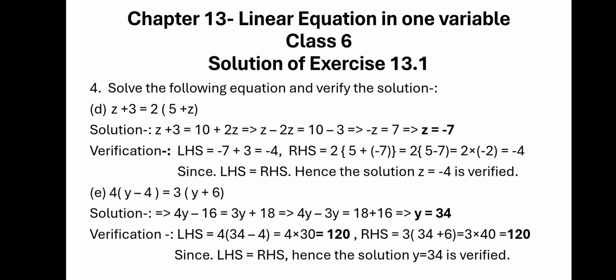So when you substitute the value of y on the left hand side, you will get 4 into 34 minus 4, this is 4 into 30, that is 120, and in RHS 3 into bracket y is 34 plus 6, that is 3 into 40 equal to 120, and since RHS is equal to LHS, hence solution y equal to 34 is verified.